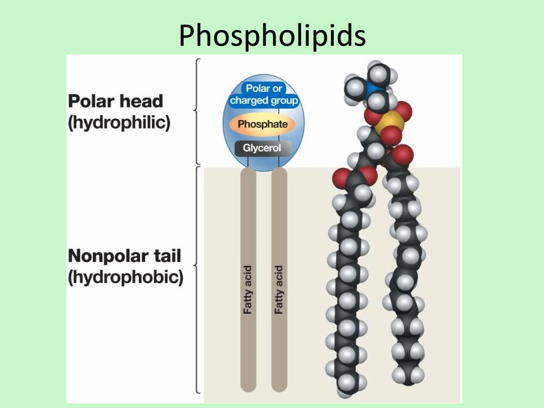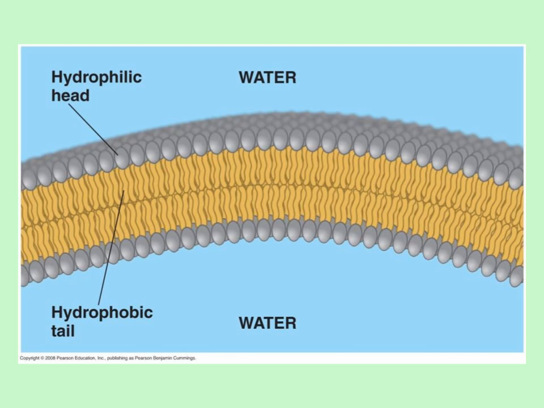The head contains a phosphate, glycerol, and a polar or charged group, which makes the head hydrophilic. Attached to the head are 2 nonpolar fatty acid tails. Like in fats, these fatty acids can be saturated or unsaturated.